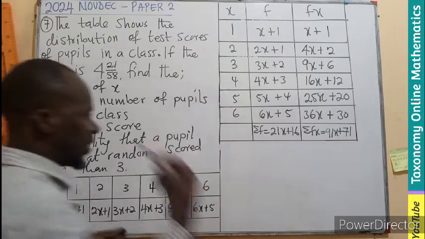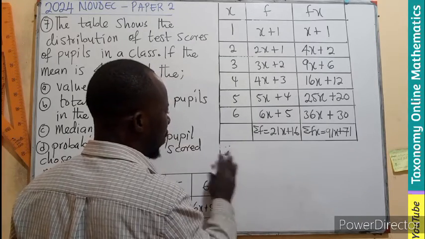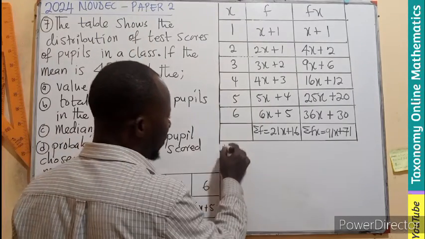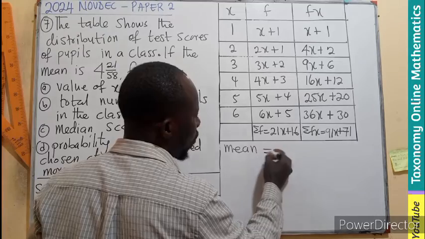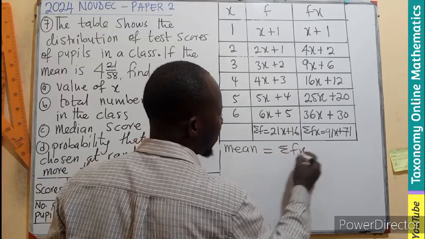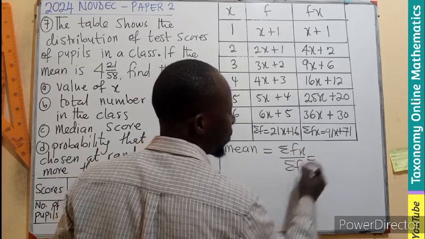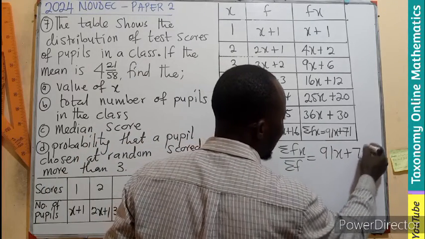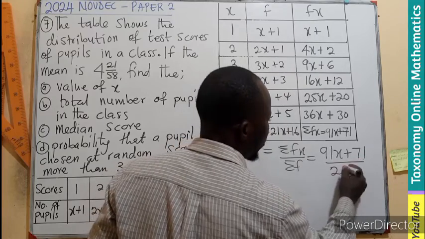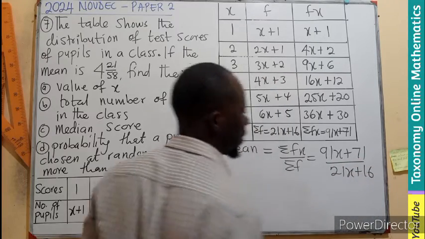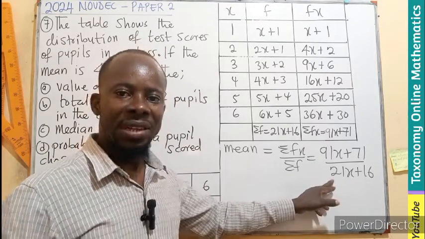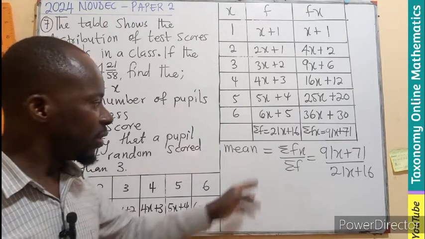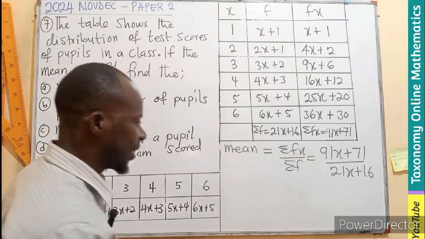Now that we have the fx and the sigma fx, we are going back to what the question gives us, which says that the mean, let me write it. We have the mean equals sigma fx over sigma f. So what is sigma fx? That is 91x plus 71 divided by 21x plus 16. This value is the same as 4 whole number 21 over 56. So we just replace the mean by that.